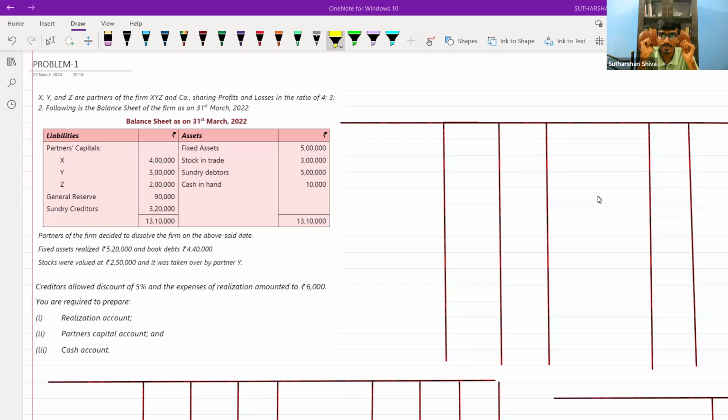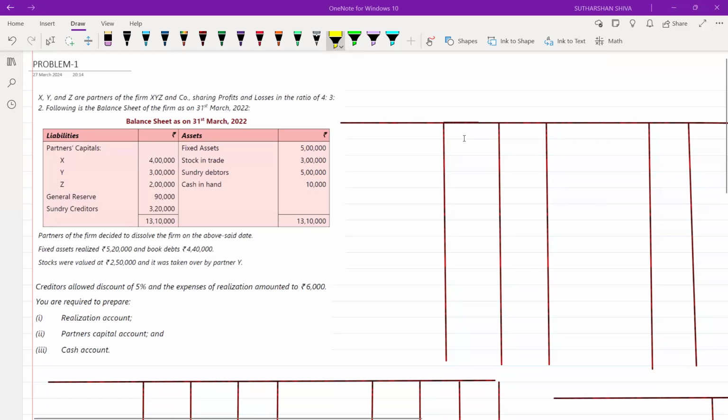Realization loss appears on which side, and on which account? Realization loss appears on the credit side of the realization account. It should get transferred to the partners' capital account on the debit side. That's what we are done with. That's what we are also going to do.